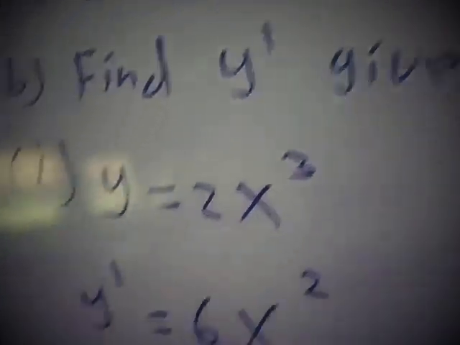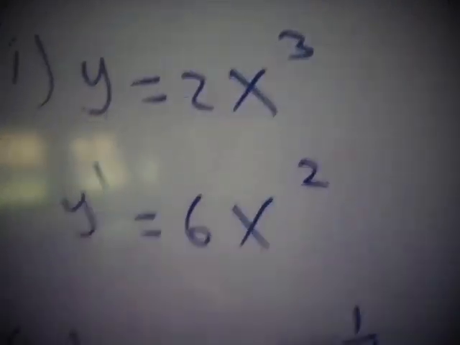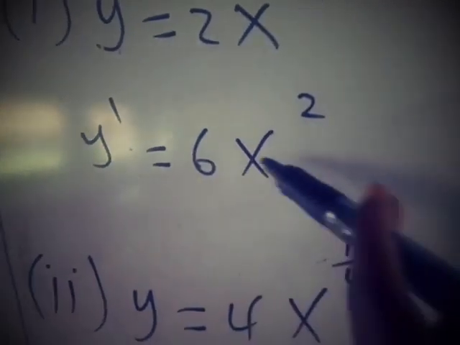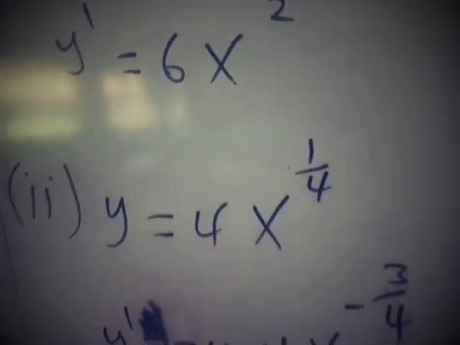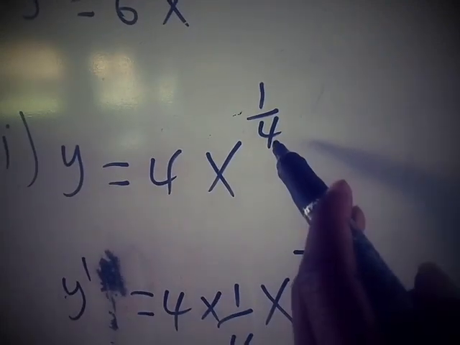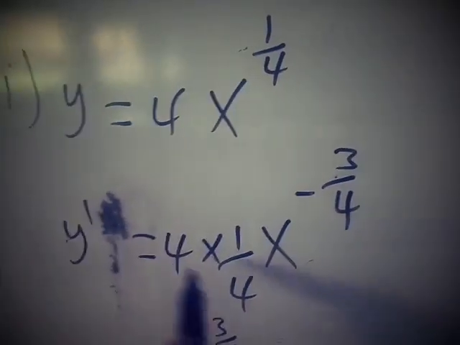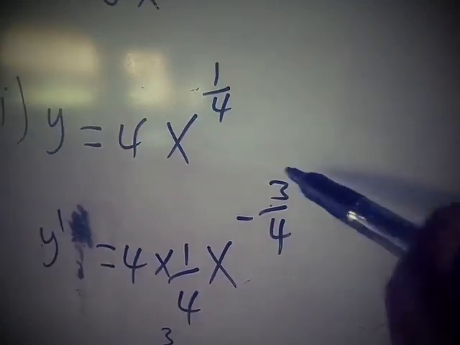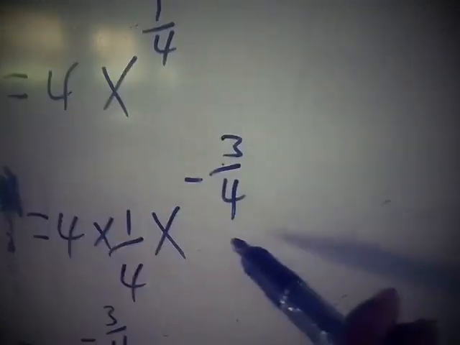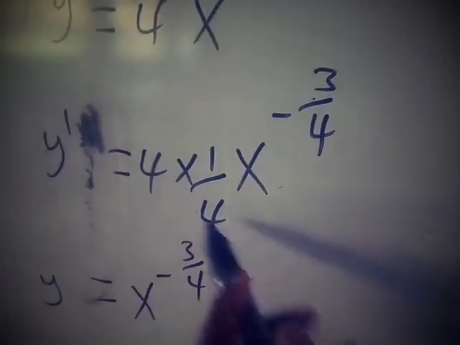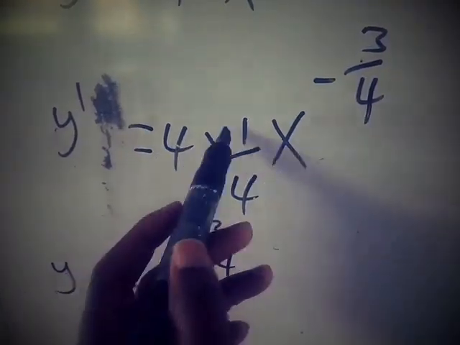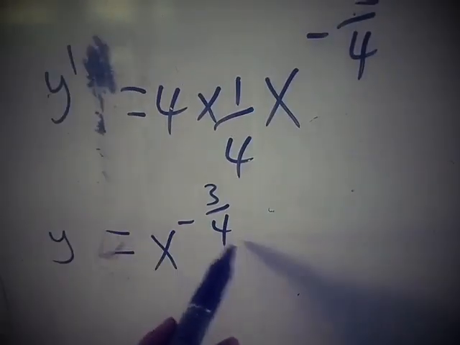Find y prime given y is equal to 2x cubed. So to do that, you simply multiply 3 by 2. 3 times 2 is 6, x power 2. As simple as that. For this one, you bring 1 over 4 down, so you have 4 times 1 over 4. Then you reduce the index by 1. So 1 over 4 minus 1 is 1 over 4 minus 4 over 4, which is negative 3 over 4. So 4 by 4 will cancel, 4 by 4 is 1, 1 times 1 is 1, 1 times x is x power negative 3 over 4.